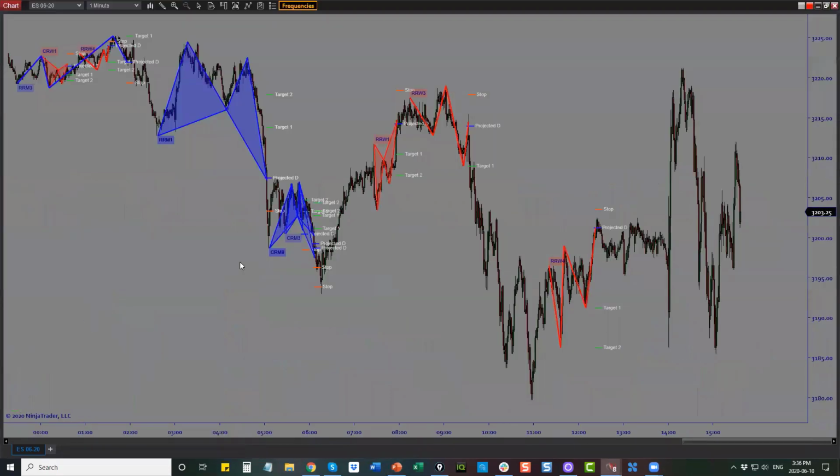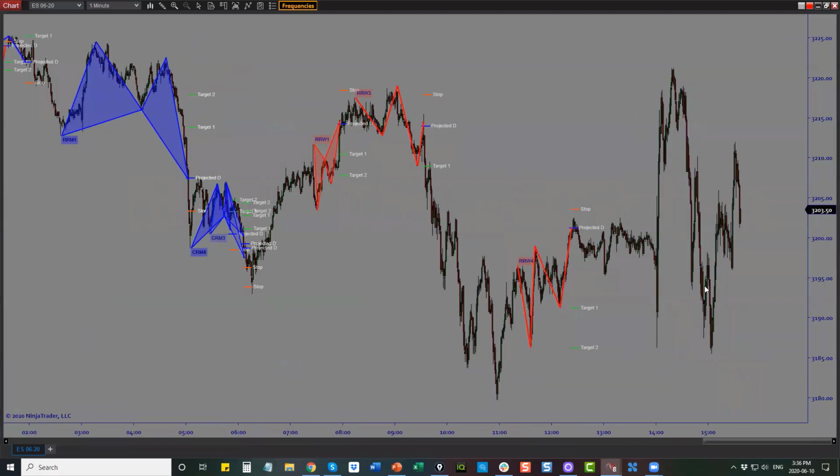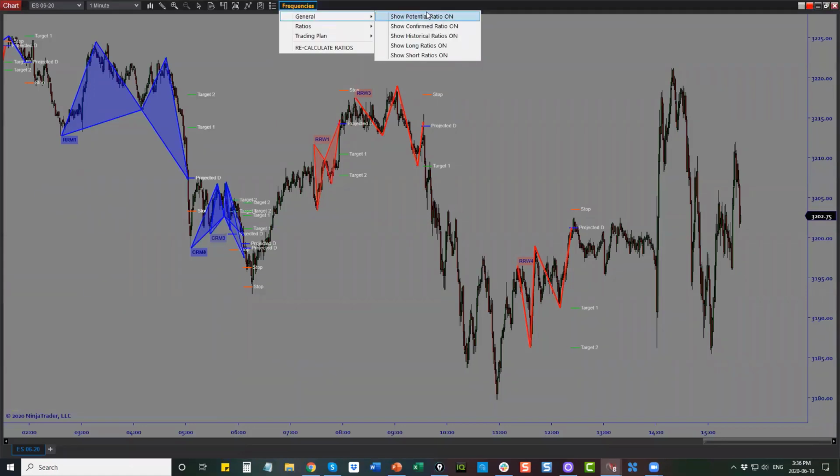Let's go here to the S&P. And man, we had some movement today. We had some movement with the FOMC. Up here is the drop-down menu. The whole goal for us is to explain that you have the ability to show potential trades, confirmed trades, and all the past ratios, long and shorts.